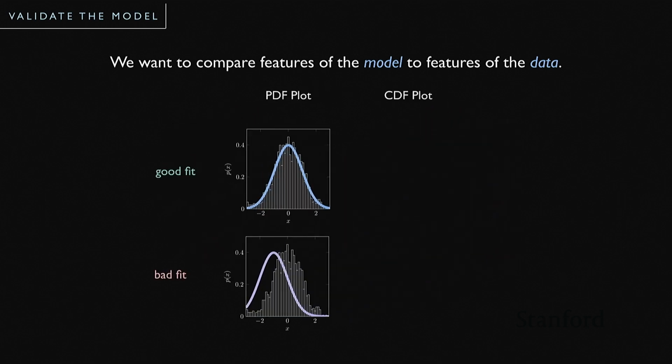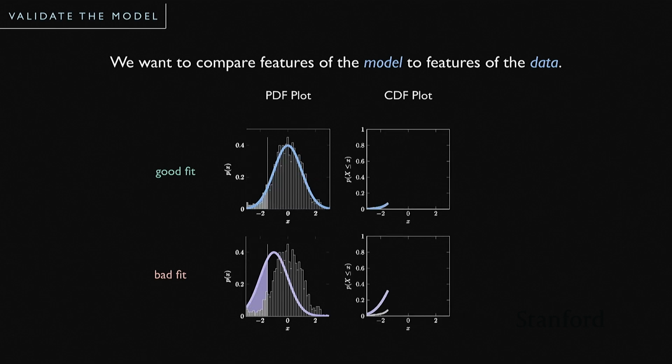We could also do this for the cumulative densities. You can imagine sweeping from left to right across this plot, and as we do that, we're accumulating probability mass under this distribution and checking how those match up. So that looks something like this.